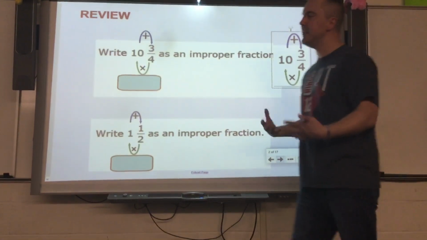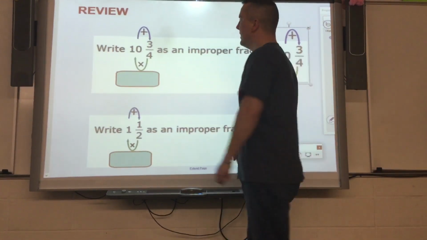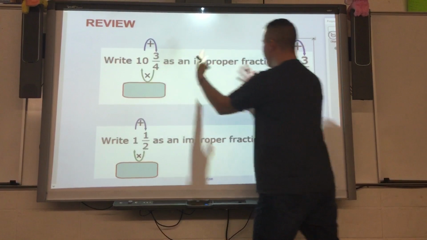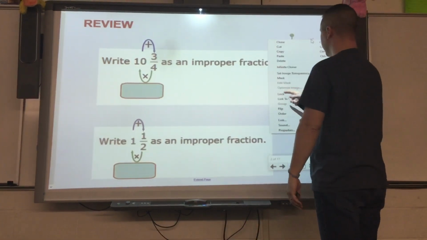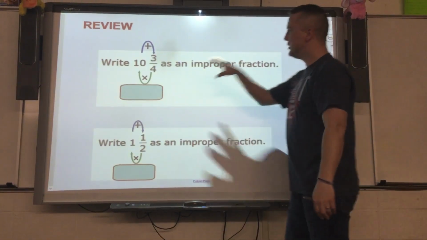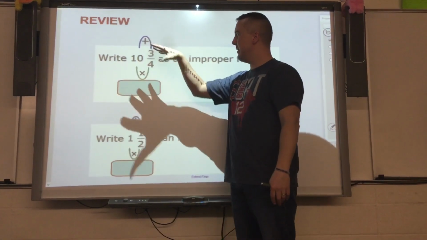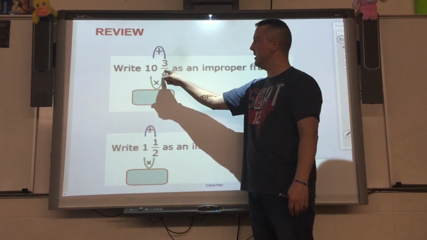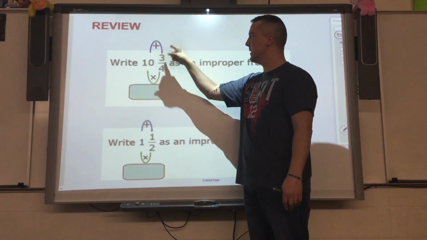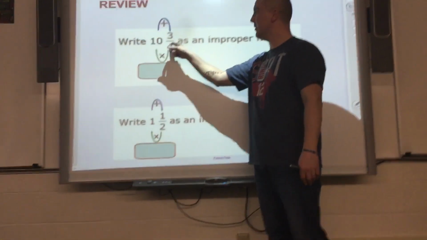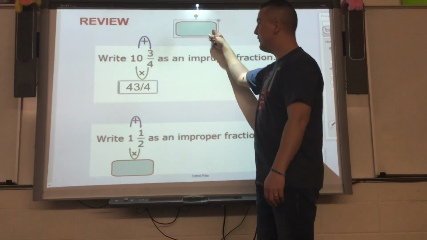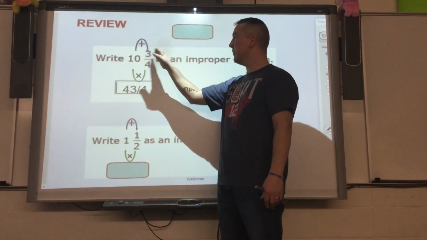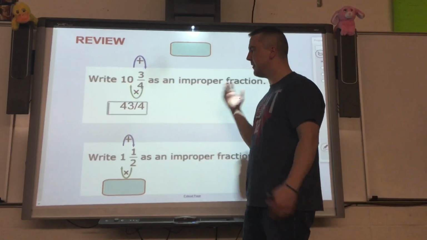So the big thing that we need to remember, and this is review for us, is taking a mixed number, 10 3/4, and changing that into an improper fraction. Remember, we go 10 times 4, we get 40, plus 3 more, 43, and it's going to be 43 fourths. We're going to label this as 43/4. So again, 10 times 4 plus 3 more. And we've done that for a while now.